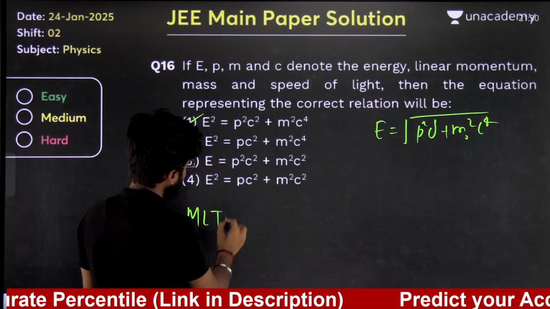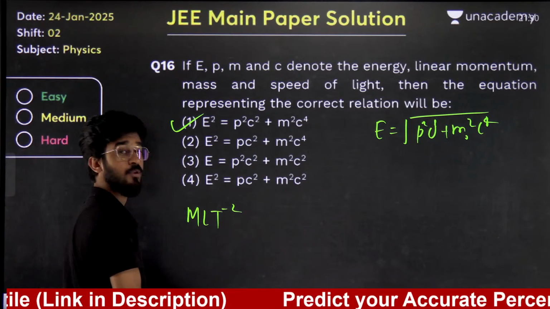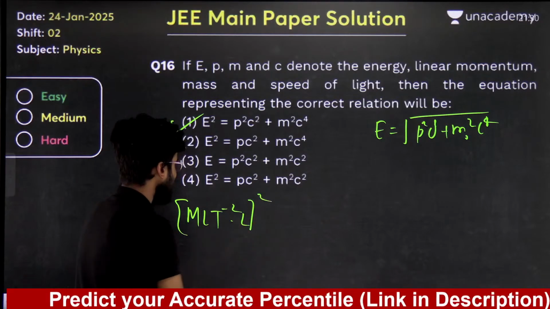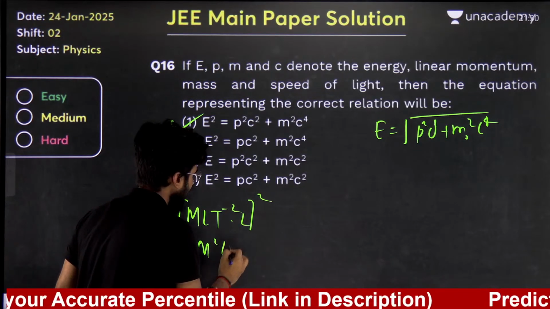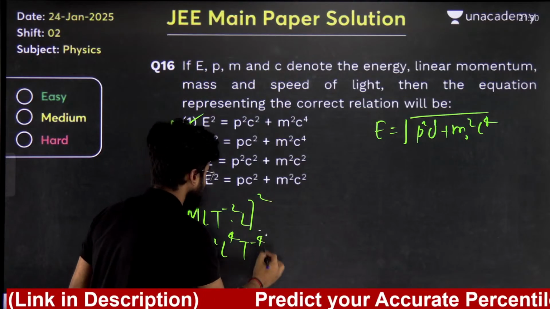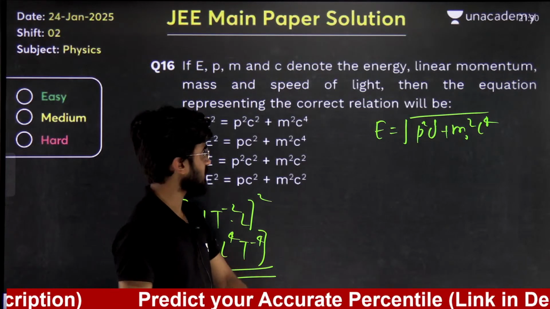MLT minus 2. Force into displacement, so into L, force into displacement square, means it will be M^2 L^4 T^-4. So this is the dimension of LHS. This is LHS. Now we'll find the RHS.